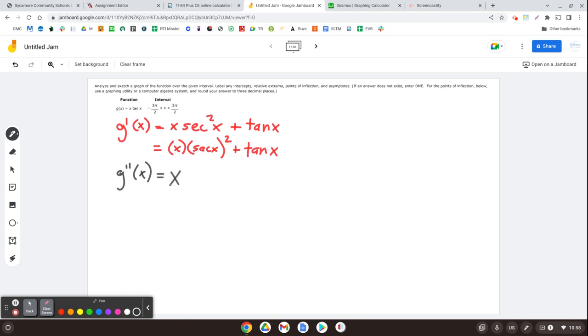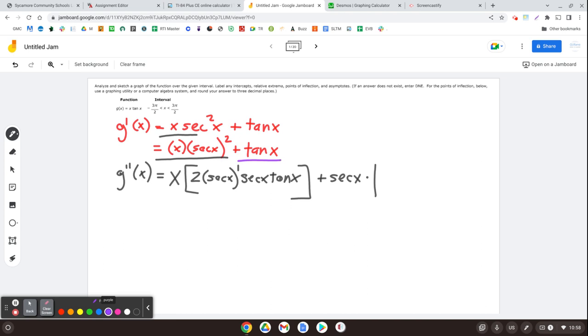First times the derivative of the second. Well, the derivative of the second is 2 times secant of x to the first times, okay, what's the derivative of secant? Secant tangent. So you got to do the derivative of what's inside. Most people miss that. All right, so that's just first times the derivative of the second plus second times the derivative of the first. This is just the derivative of this. So then I got to take the derivative of this as well, and the derivative of tangent is secant squared.